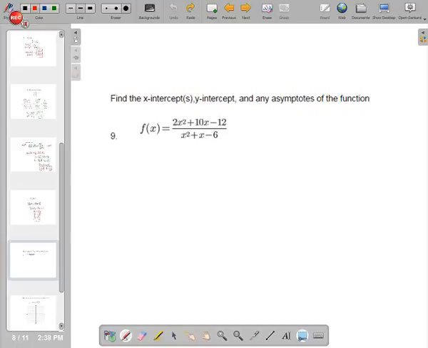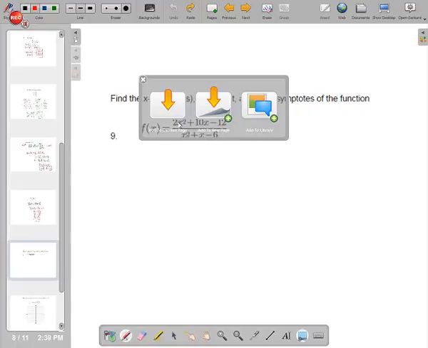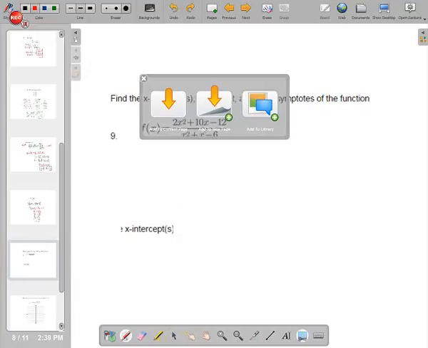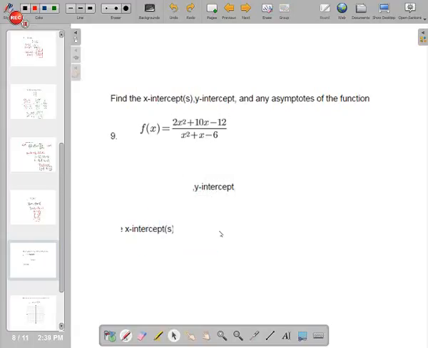X-intercepts, y-intercept, asymptotes. So I need to find the x-intercept. There's potentially more than one. I need to find the y-intercept. There's only one y-intercept. And I need to find the asymptote. So I'll probably have a vertical and horizontal asymptote.